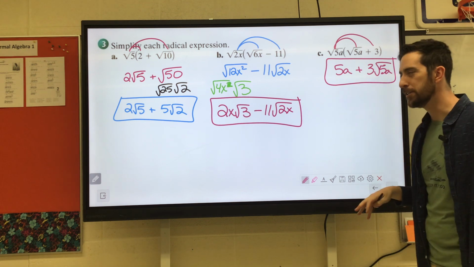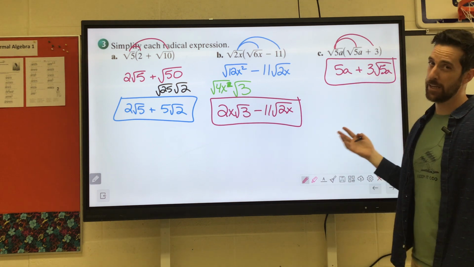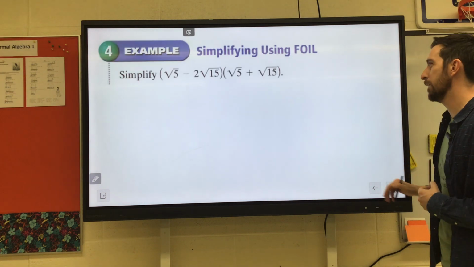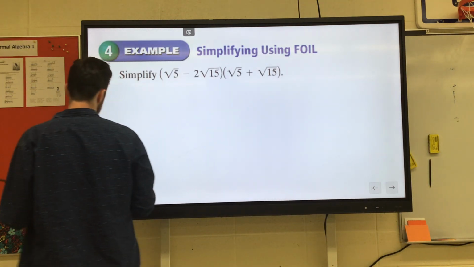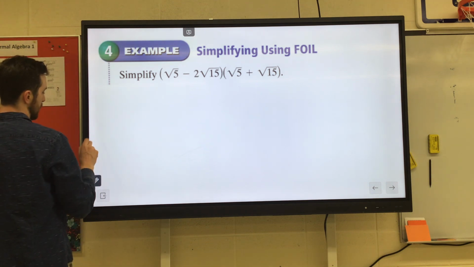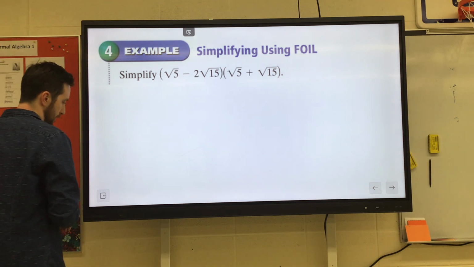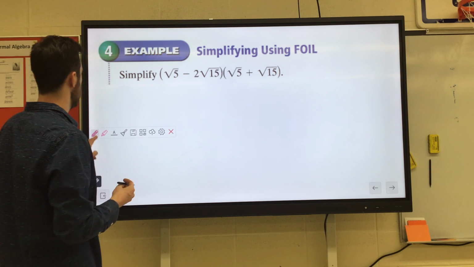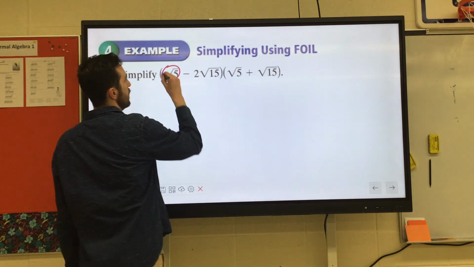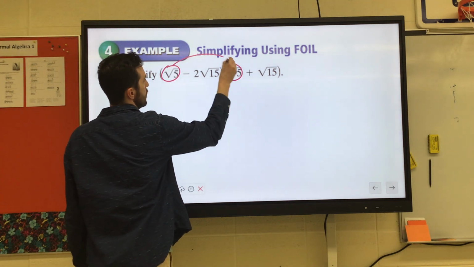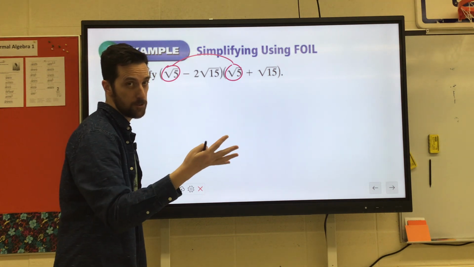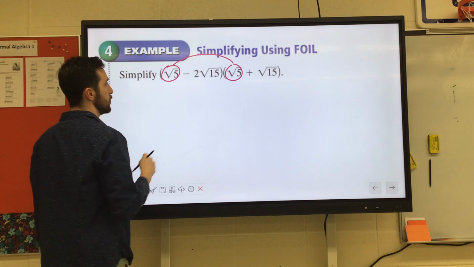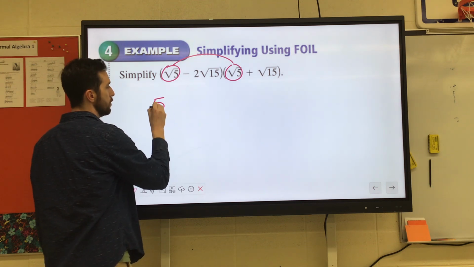All right, we distributed. Now we're going to FOIL it. Ooh! First, outer, inner, last. All right. It's basically 2 problems in one, that's all. So we're doing root 5 times root 5. Square root of 5 times the square root of 5. Square root of smiley face times the square root of smiley face is smiley face. Square root of 5 times the square root of 5 is just 5.